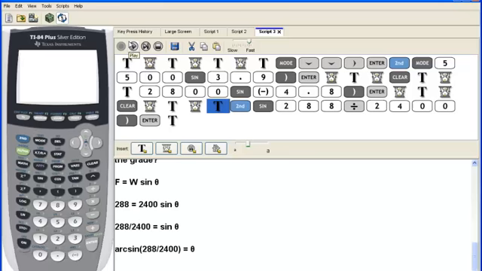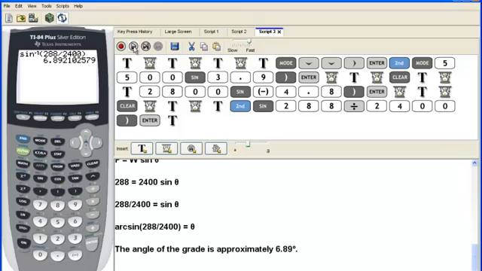Remember, arc sine is another notation for inverse sine. On your calculator for inverse sine, you'll want to hit second and then the sine key. That gives you inverse sine. So enter inverse sine of 288 divided by 2,400. You can see that the angle is approximately 6.89 degrees.